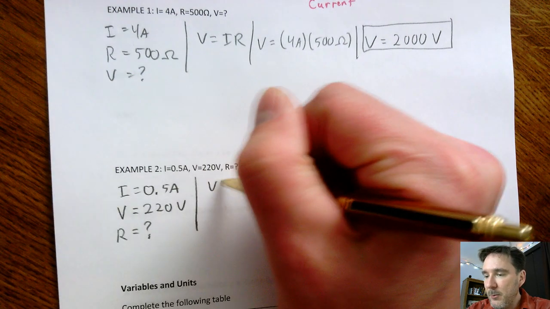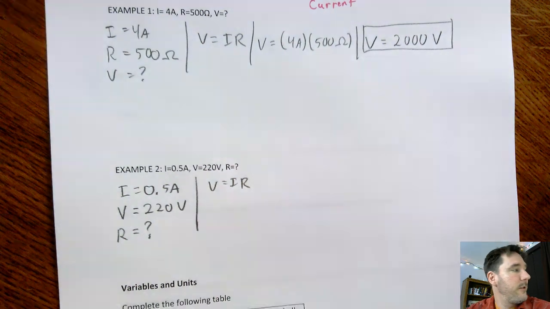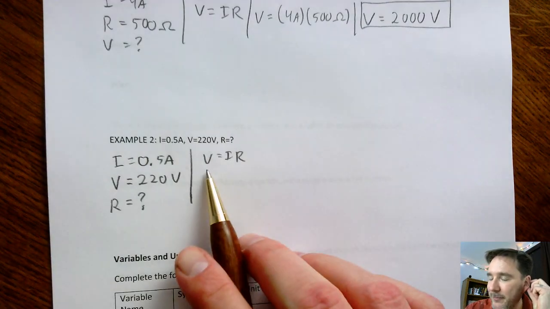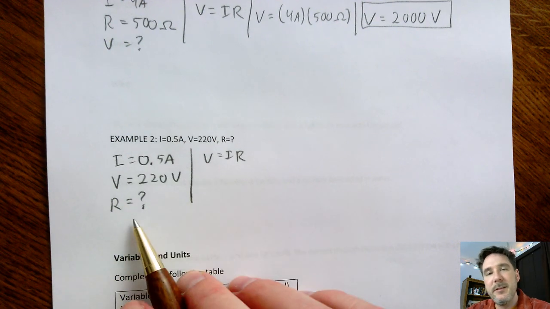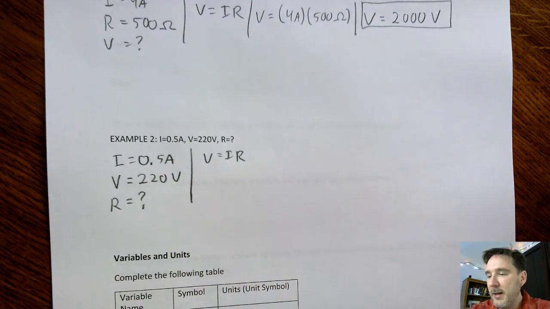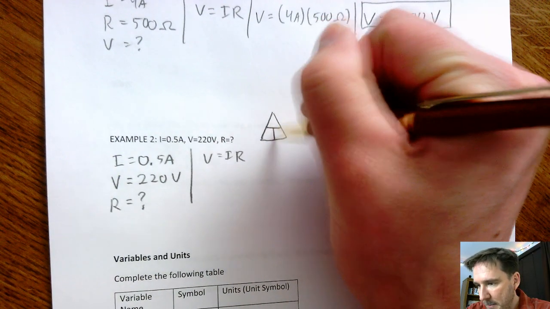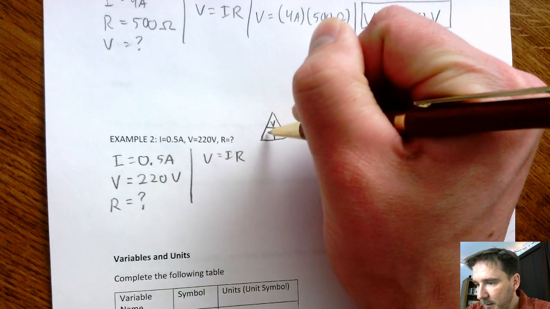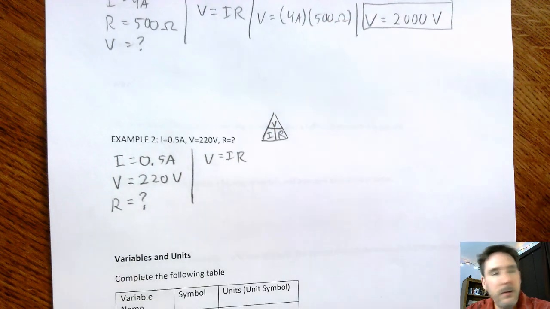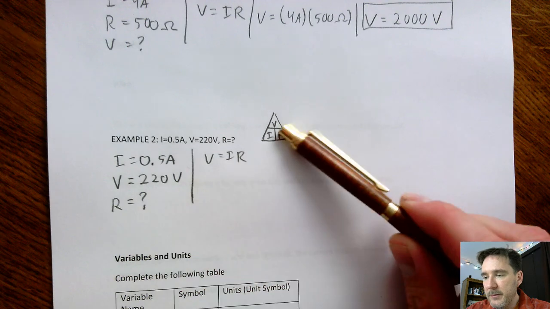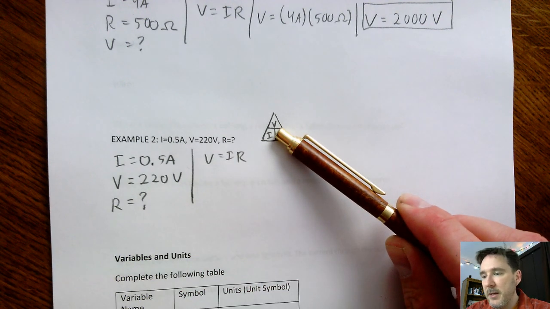So I have V equals I times R as the starting equation, but I don't want to solve for voltage. I want to solve for resistance. So I could use the triangle, and I'll just do the triangle because I know some of you like the triangle. It's not my favorite, but if I got this all set up, I might as well use it. So if I want to solve for resistance, I'm going to cover up the resistance, and I can see that voltage is on top and current is on the bottom.